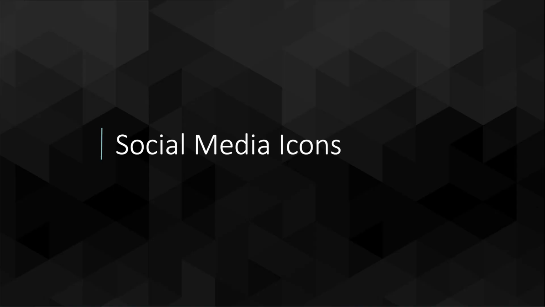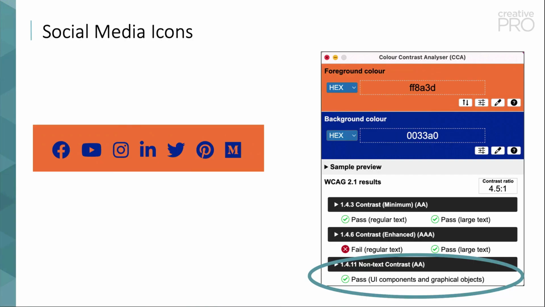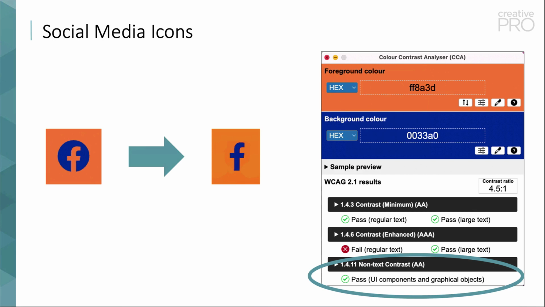Okay, so let's move on to social media icons. If you have hyperlinked social media icons with no accompanying text labels, so it's just the icons, then you'll want to make sure that they meet the non-text contrast requirement in their default state. These particular icons are dark blue over orange, which passes for the non-text contrast requirement. You also want to make sure the hover state is distinguishable. You could potentially reverse the colors of the foreground and background.